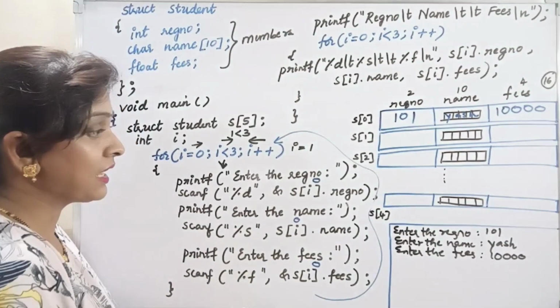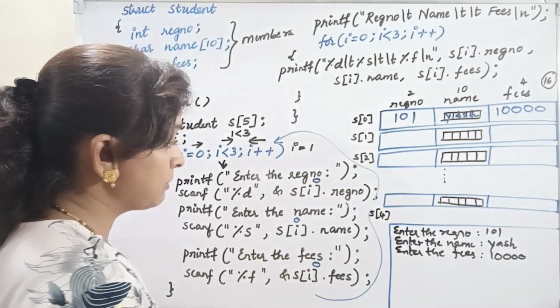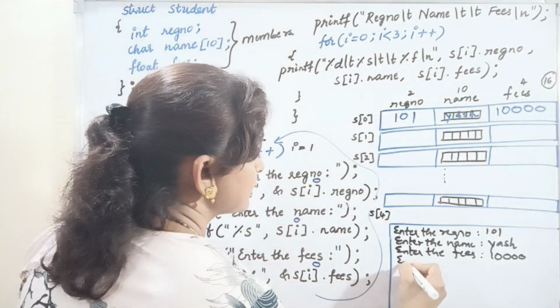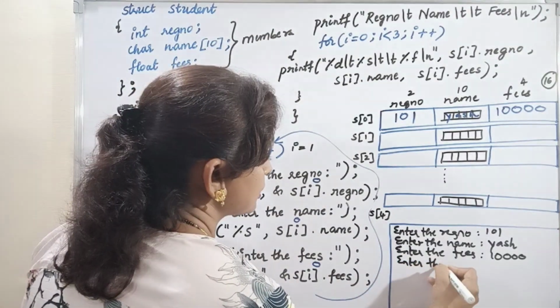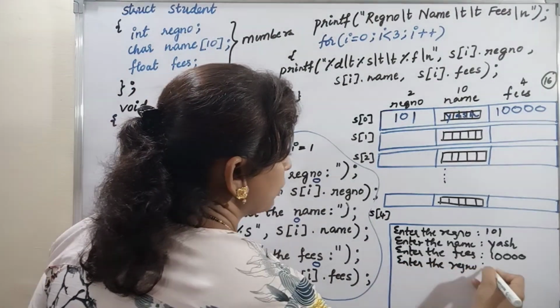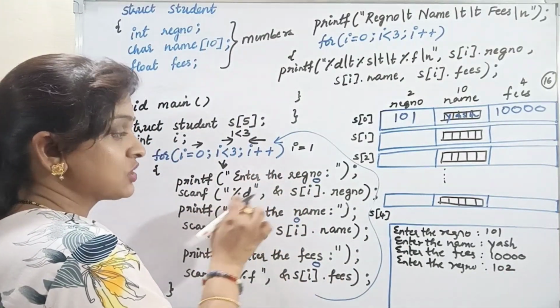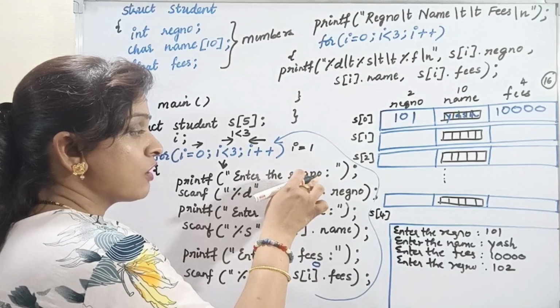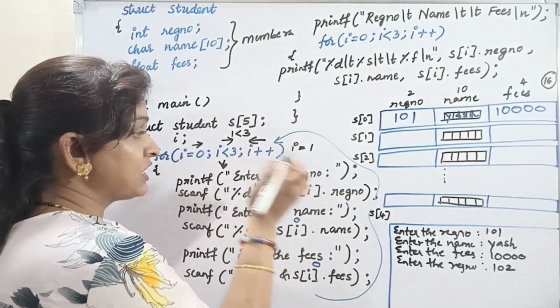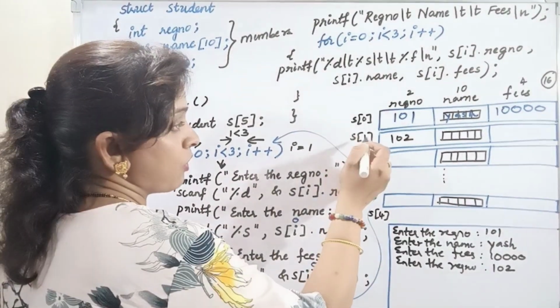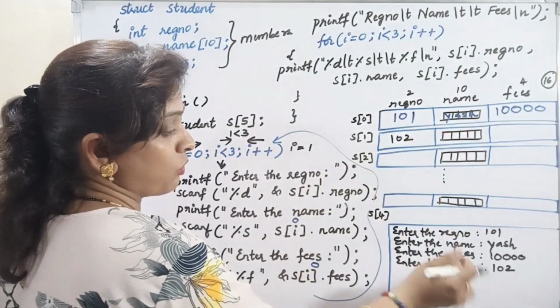So again, I get all these messages. I'll be getting the message once again: enter the register number. So I'm going to enter 102. That will be scanned as integer and stored in the address of s of i dot register number. What is i value? It is 1. s of 1 dot register number, I'll get 102.